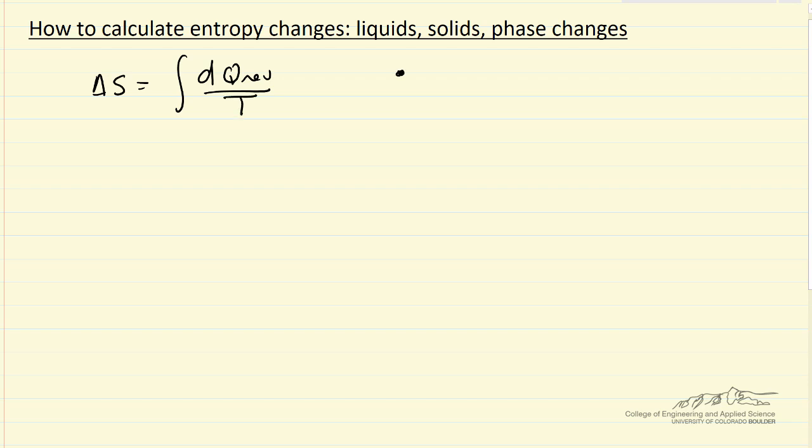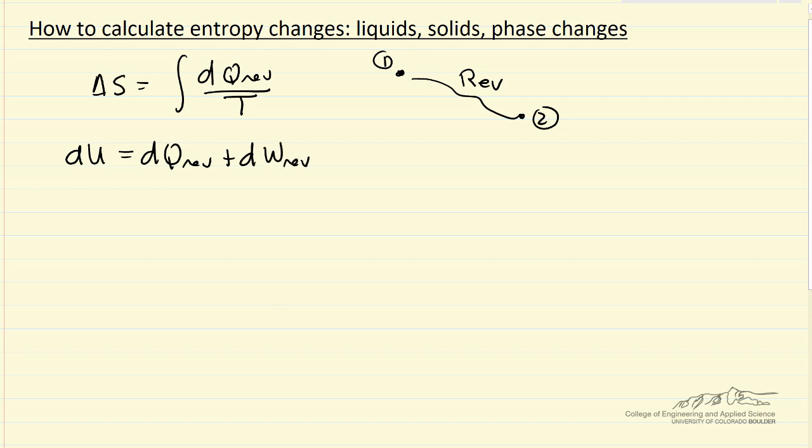The idea is if we're at state 1 and we go to state 2, if we pick a reversible pathway, then the heat transfer at any point divided by the temperature at that point, integrated, gives us the entropy change. And so to get the heat transfer, we're going to use the first law. So let me write down the differential form. First law for a closed system. So Q reversible and work reversible.